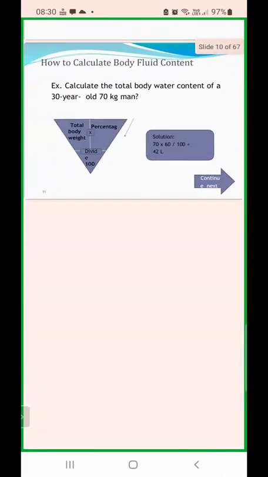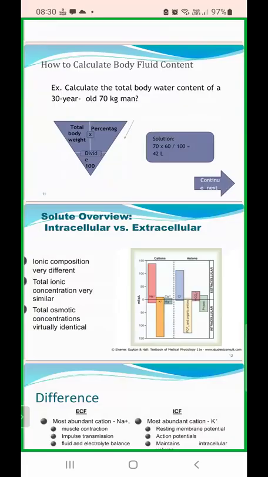Now this is again how to calculate the body fluid content. So how do we calculate the total body water content of a 30 years old 70 kg man? The weight of the person is given. As we know, 60% of the total body weight is the total body water. So we calculate 60% of this 70 kg, which comes out to be 42 liters. This is how we calculate the total body water of any person with a given weight.